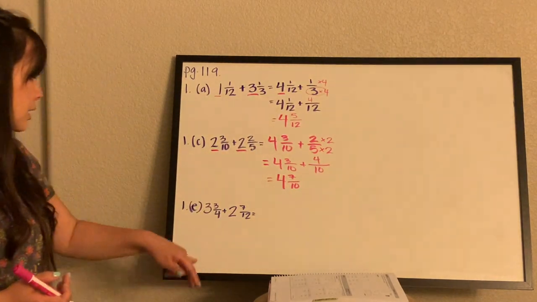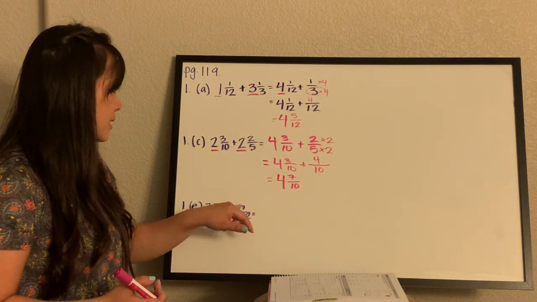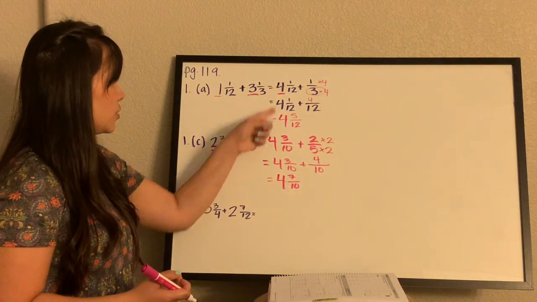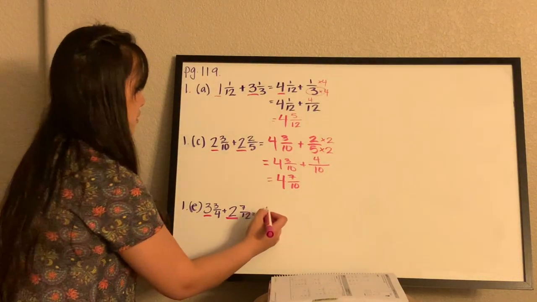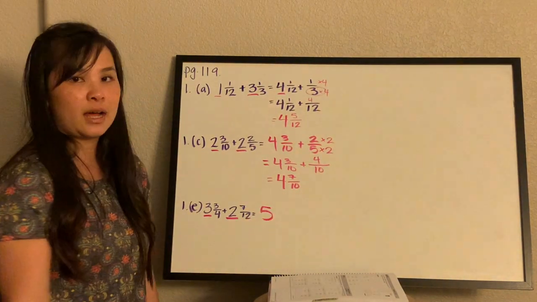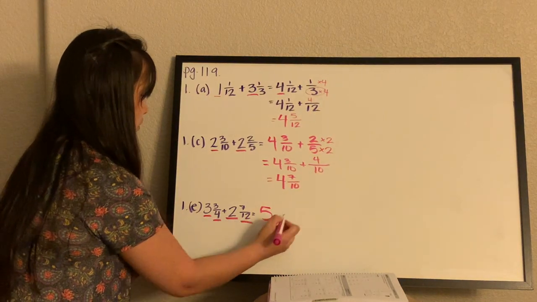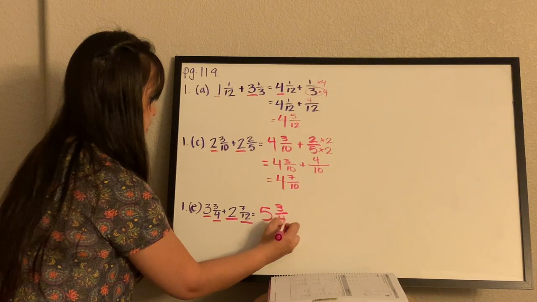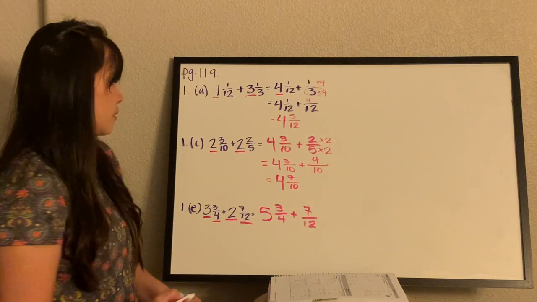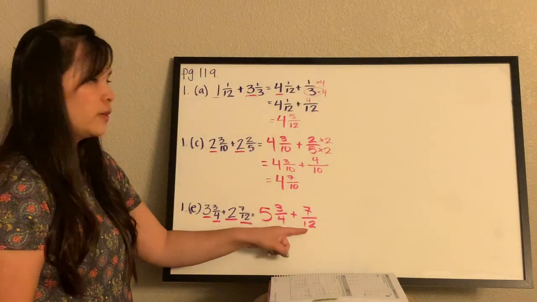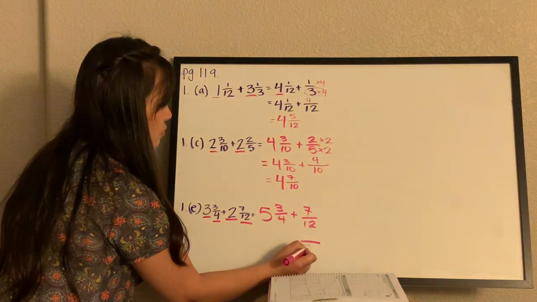All right. So let's look at E. 3 and 3/4 plus 2 and 7/12. Let's keep doing what we were doing before. 3 and 2 are our whole numbers. We're going to add those together, and that is going to be 5, right? So now we're going to carry this over and this over. 3/4 plus 7/12, right? Now we see that 12 is the bigger denominator. We're going to keep it that way, so we're going to keep it as 12.